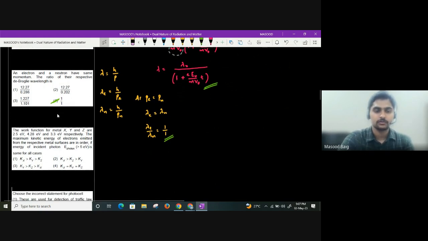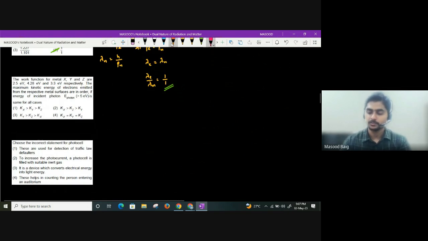Work function for metals are given as x, y, and z: 2.5, 4.28, 3.3. Out of these three metals, which is most photosensitive? X, whichever has the least work function. So X will be most photosensitive. Which will be least photosensitive? Y will be least photosensitive. Why? Because out of the given values, it has the highest work function.